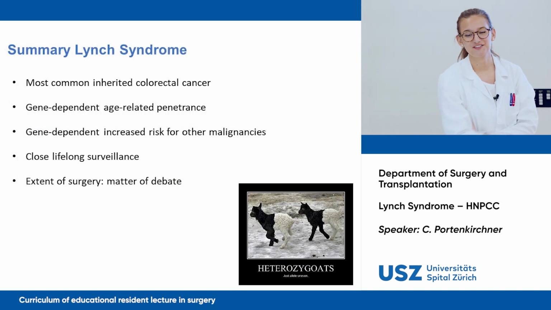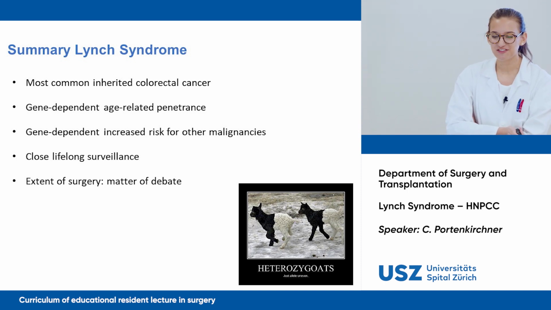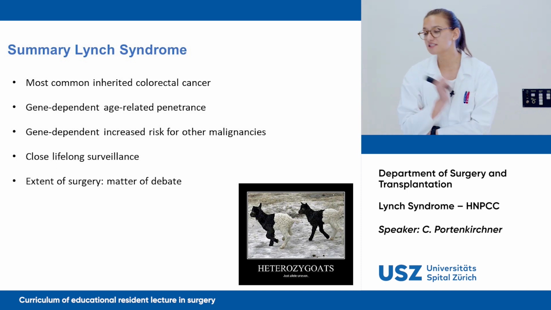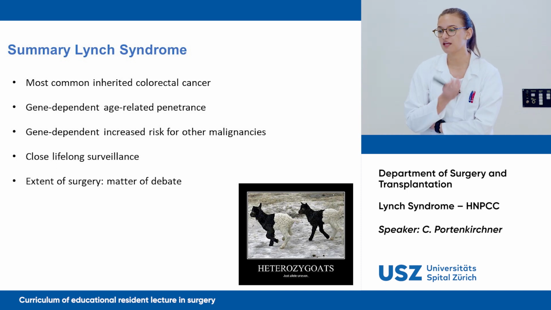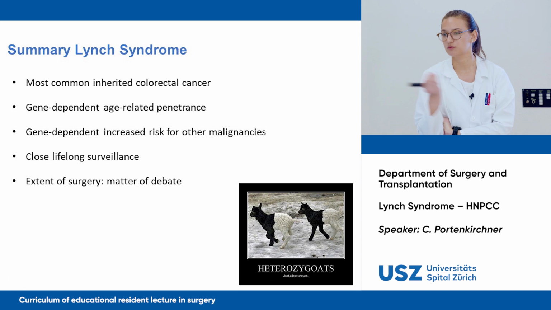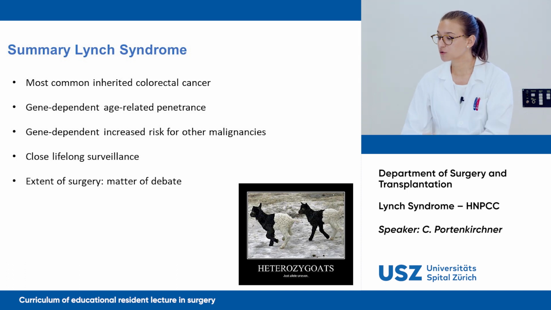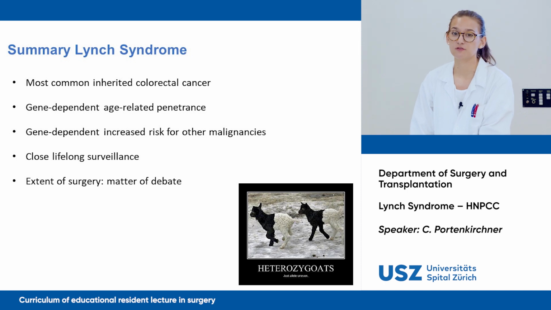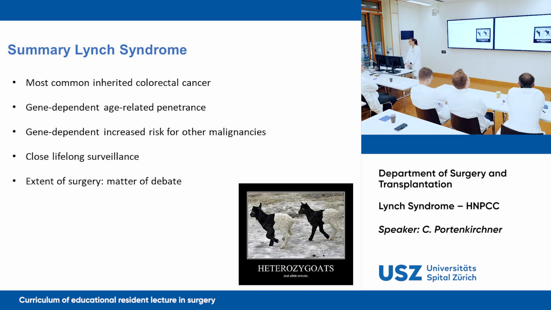And now we can do a short summary. Lynch syndrome is the most common inherited colorectal cancer. It is important that there is a gene-dependent, age-related penetrance, as you now all know. We have a gene-dependent increased risk for other malignancies. You have to perform lifelong surveillance in these patients, and the extent of surgery is not clear right now. It's a matter of debate, and it's still going on.